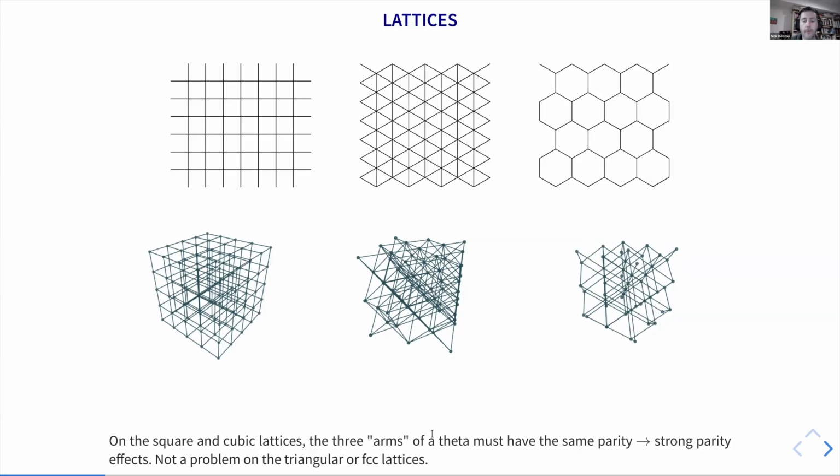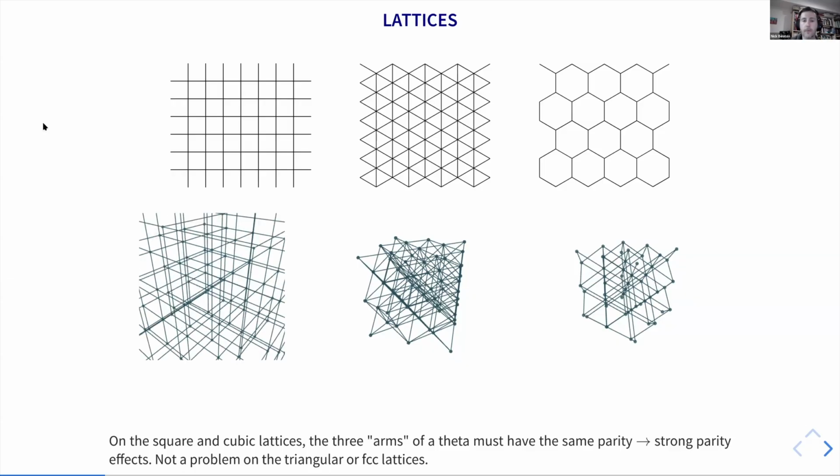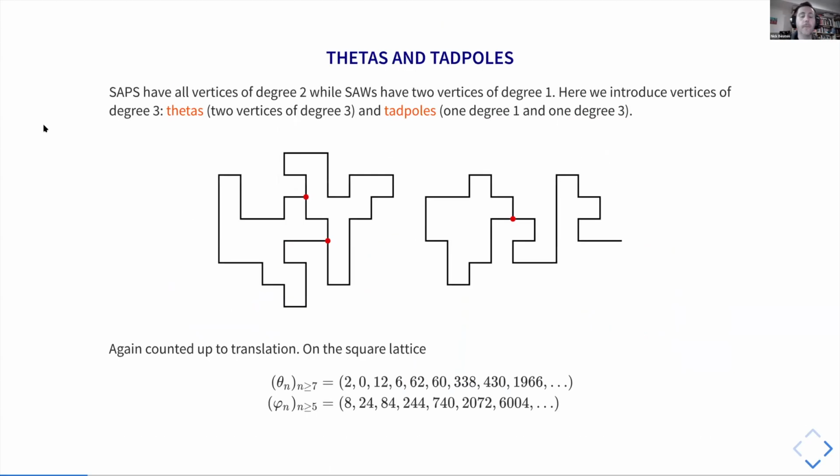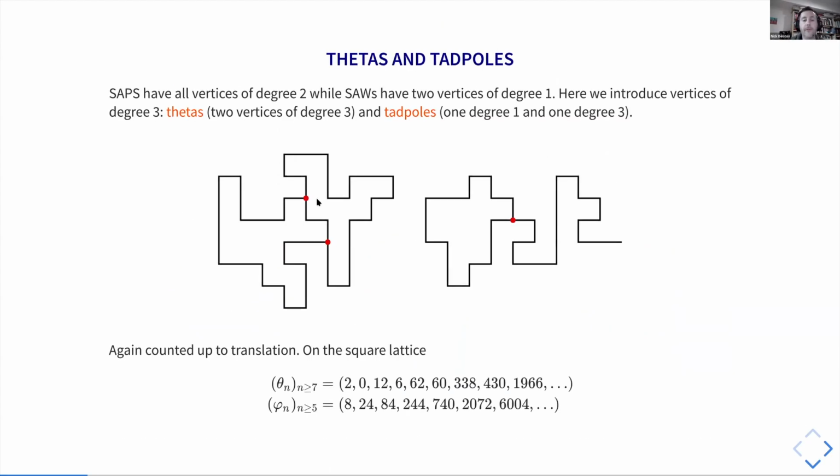Right, and so, like I was saying, there's sort of this parity thing going on. Because the square lattice and the cubic lattice are bipartite, if I go back up to my picture of a theta here, it turns out that if I fix two vertices at degree 3, then any path that goes from here to here must have the same parity.